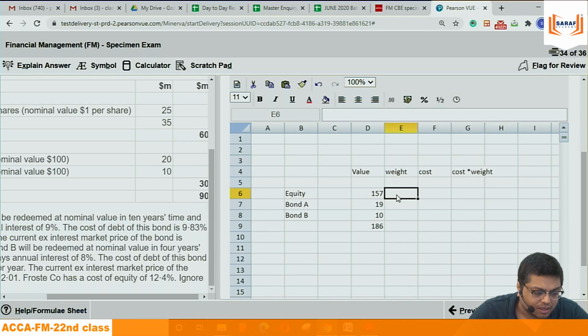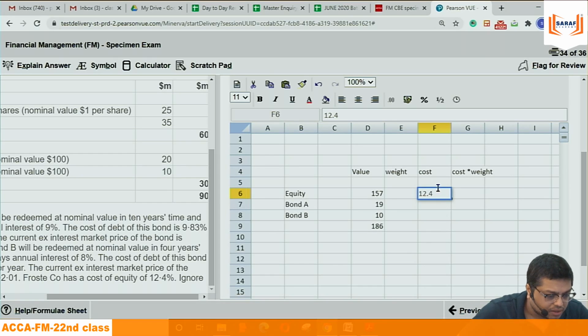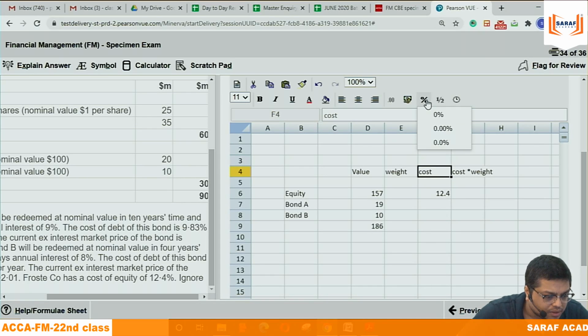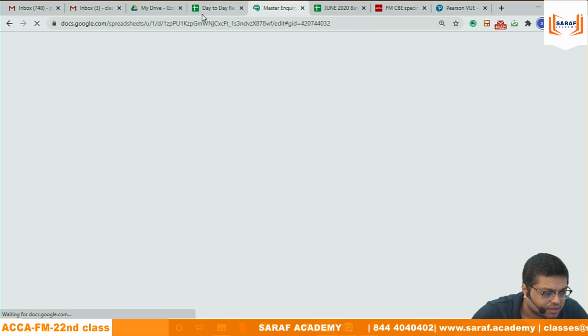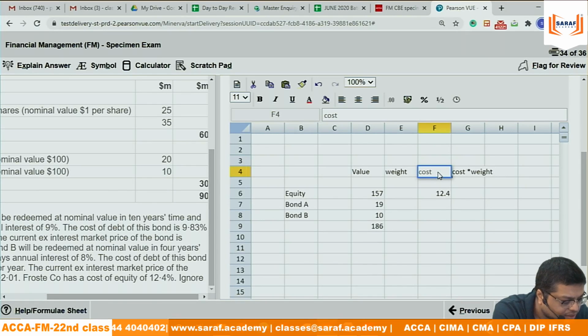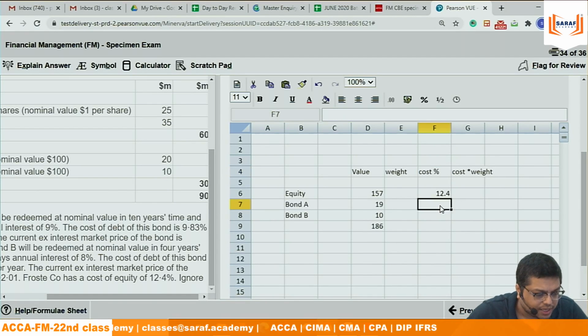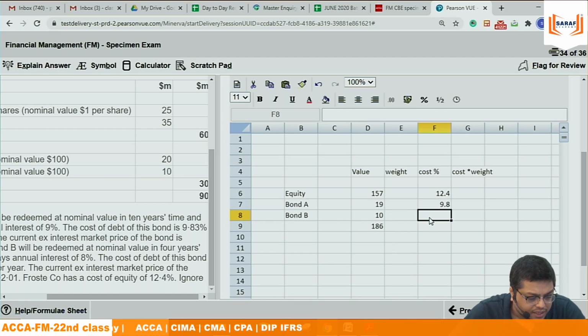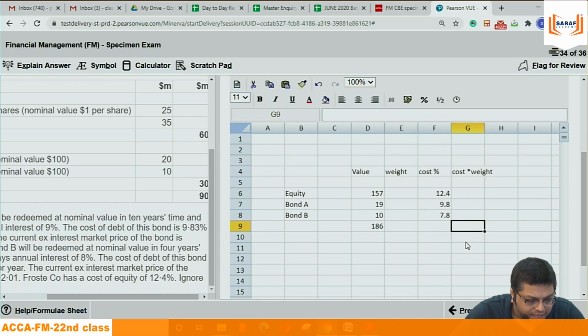Now I will be doing in the calculator 157 by 186, 19 by 186 or 10 by 186, because if I use Excel, it will take more time. 157 by 186, how much will it come? I'm not writing. Then the cost is 12.4, this is cost percentage, this is 9.8 and this is 7.8. Then I will multiply weight into this, weight into this, weight into this, and then here again I will do the summation.